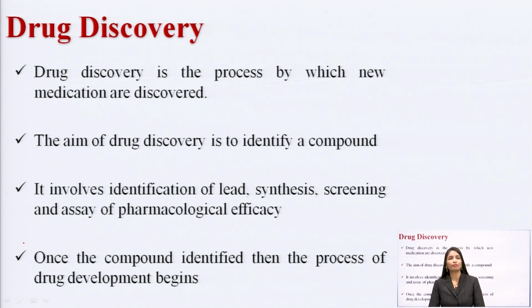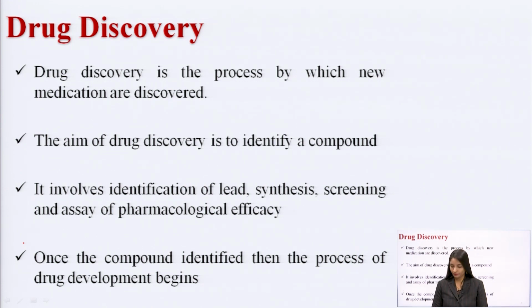Once the compound has been identified by the drug discovery process, then drug development will start. So first the process is drug discovery, and later it moves into drug development. In drug discovery we invent the new drug, we identify the new compound which can be used therapeutically. To identify this compound we can use a lot of assays, for example bioassays, by which you can determine the pharmacological actions and the efficacy of any drug.